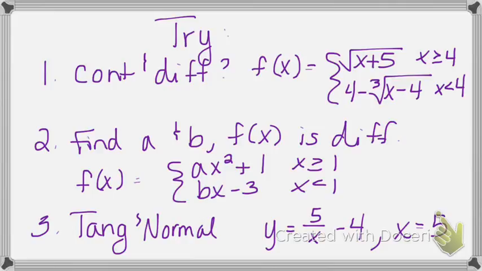Here's just some try problems. The first one, figuring out if it's continuous or differentiable. The second one, making it continuous and differentiable, but find out what a and b are. And number 3, finding the tangent line and the normal line of that equation at x equals 5.